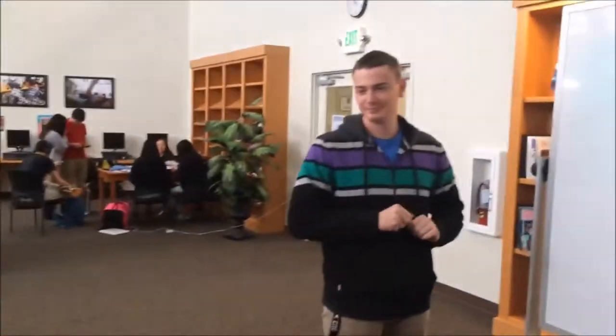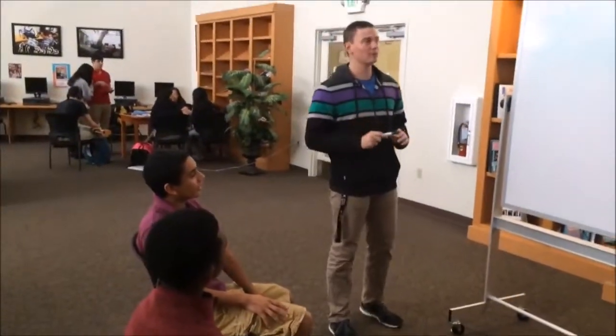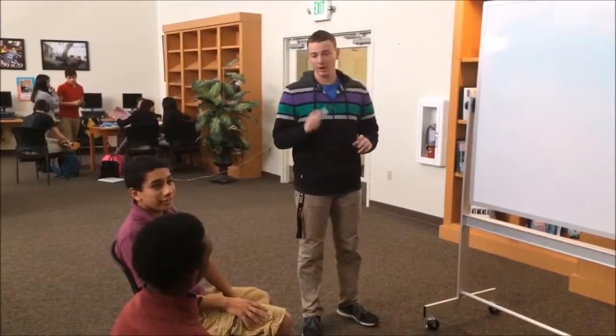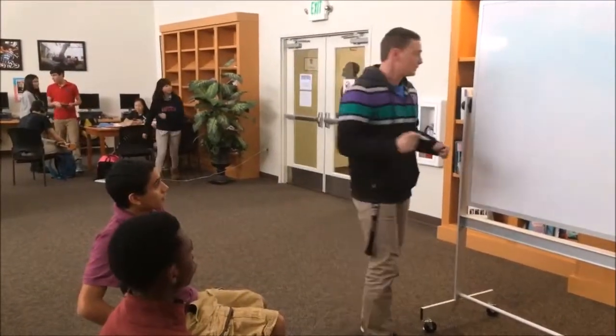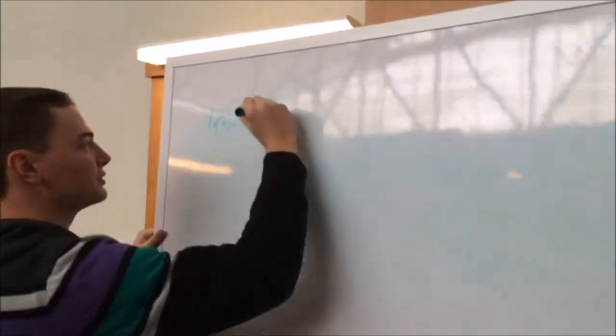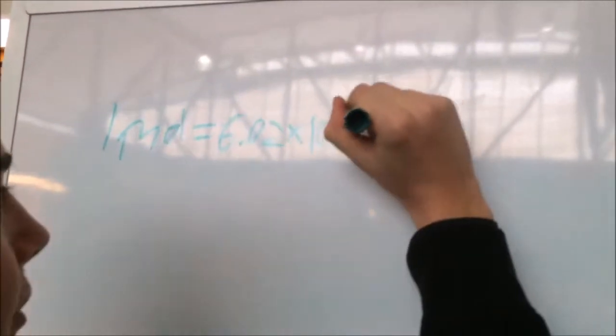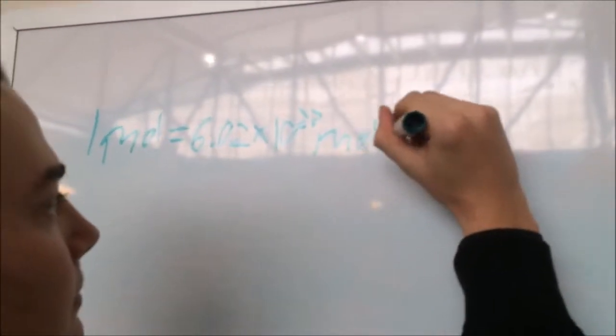Alright guys, time to start class. So what are we learning today? Today we are learning about molar mass. Now, the molar mass is the mass of a mole of an element. So we know that 1 mole is equal to 6.02 times 10 to the 23rd molecules.